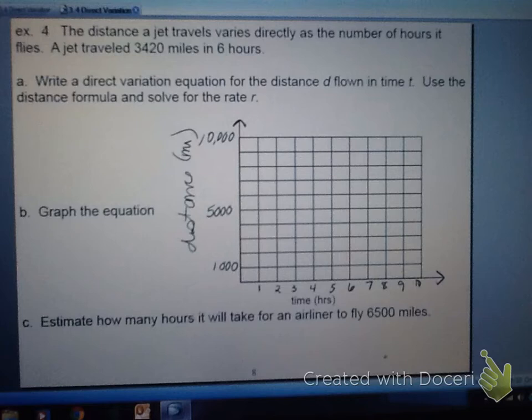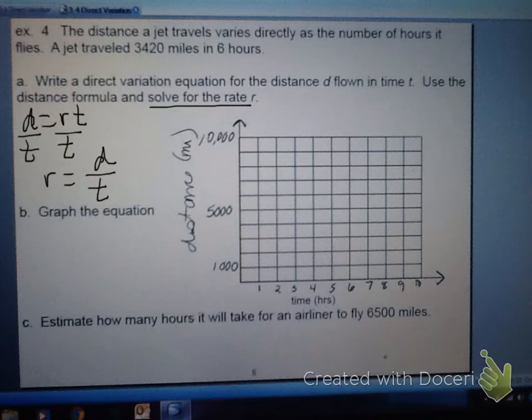Example 4. The distance a jet travels varies directly as the number of hours it flies. A jet traveled 3,420 miles in 6 hours. Write a direct variation equation for the distance d flown in time t. Use the distance formula and solve for r. Okay, the distance formula is distance equals rate times time. And it says solve for r. So we're going to divide by t. So r is equal to distance divided by time.